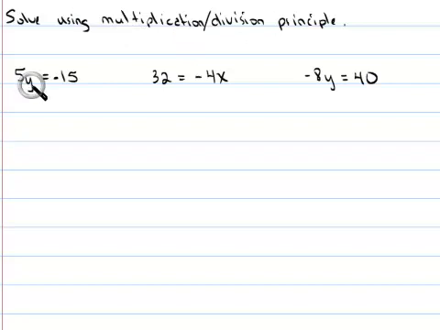So in this case, if I want to get y by itself, and the problem states 5 times y equals negative 15, I need to get rid of the 5. To get rid of something, you do the opposite. So right now it says 5 times y. It's an imaginary times. The opposite of multiplication is division. So if I want to get rid of the 5, I divide this side by 5. Because 5 times y divided by 5 would just be y.